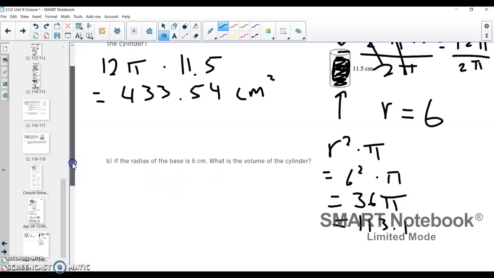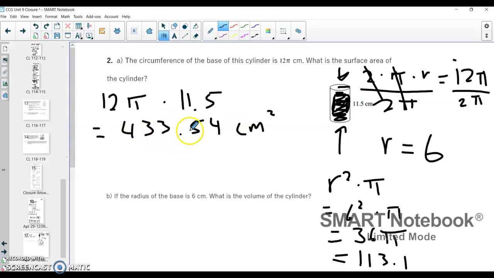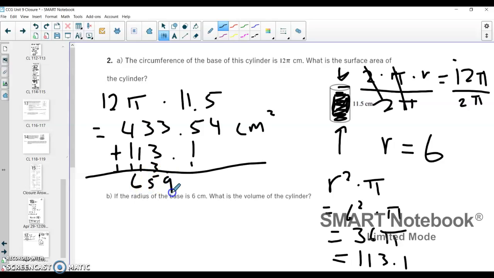So I have the surface area of the tube. I need to add in the lid, which was 113.1, and the bottom, which was 113.1, and I'll get my final answer once everything is added. So 433.54 plus 113.1 plus another 113.1, and we get 659.74 centimeters squared for the surface area.